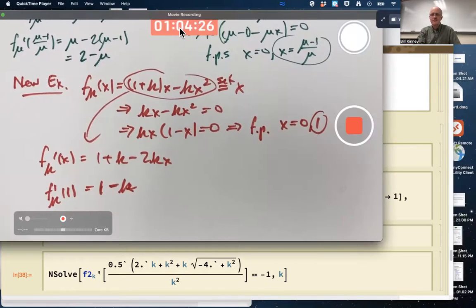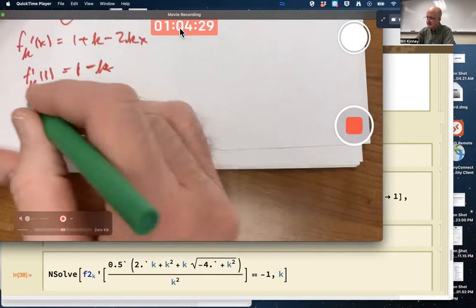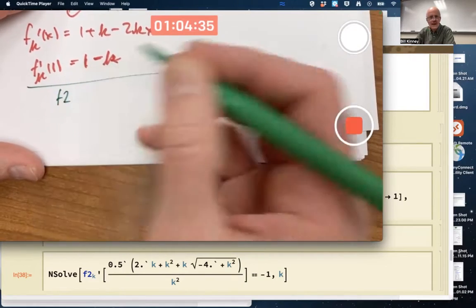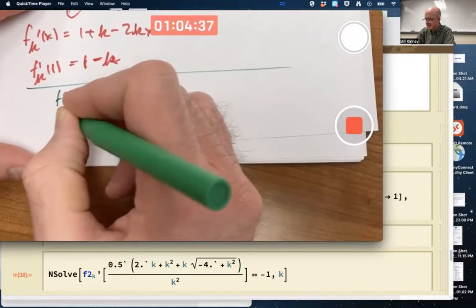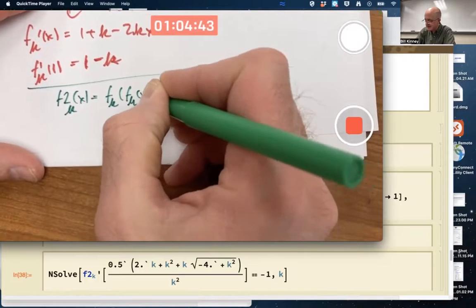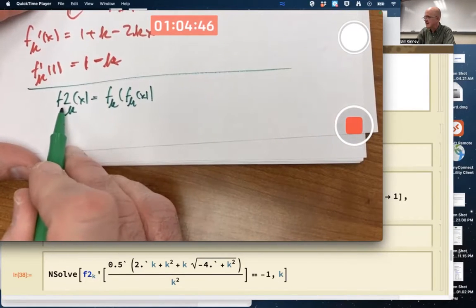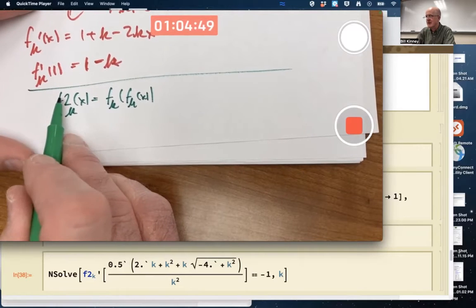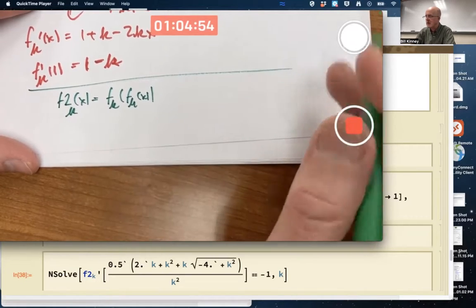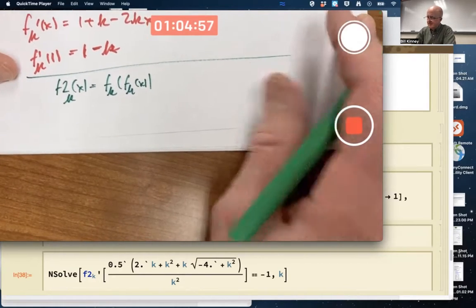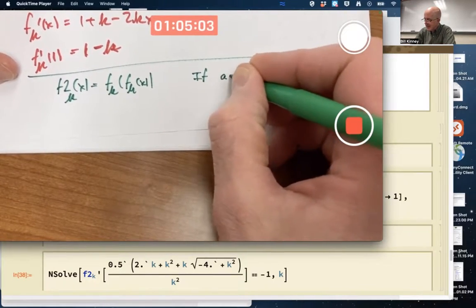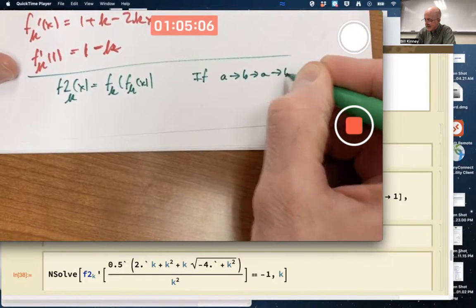Why? f2 of x, maybe subscript of k, is f sub k composed with itself. Why am I putting the 2 like that? Because, well, it's actually somewhat traditional to make it a superscript here, but that's a little confusing because it makes you think it's a power. If, what should I call it, A, B, etc.